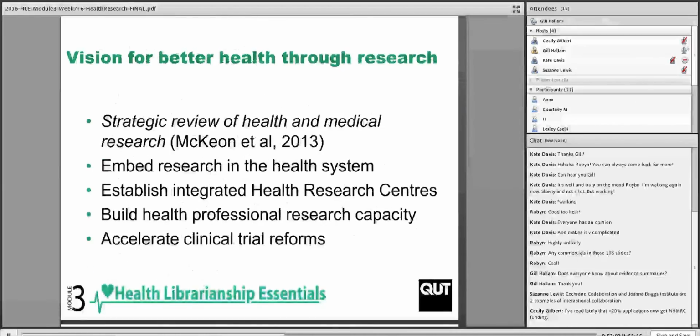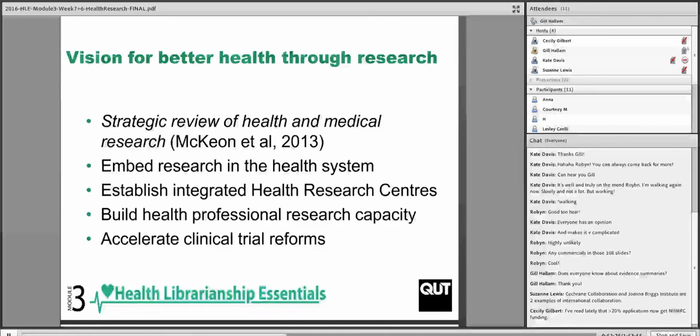There was a big review undertaken in 2013, which is referred to as the McKeon Review, the Strategic Review of Health and Medical Research. If you're interested in this area, that provides a very comprehensive, cohesive picture of the history of what's been going on, but also where the future directions are going to be.